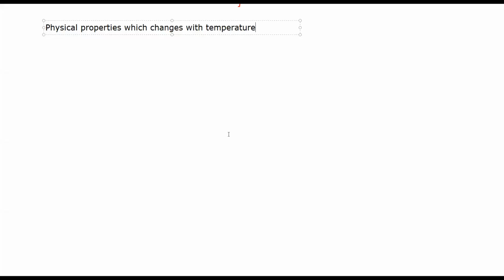A thermometer is an apparatus which can be used to record the temperature, and it uses the basic principle that any physical quantity which changes with temperature can be used to design a thermometer. So what we can do, we can use the volume of liquid to design a thermometer, because the volume of the liquid changes with temperature.